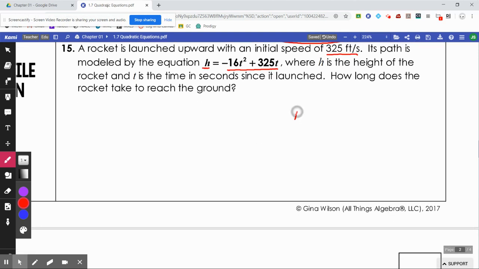So it's shot upward, and then it's coming back down after it runs out of propulsion. We want to know how long it takes for it to hit the ground. Here's the key to that. When it hits the ground, height will be 0. So pretty much you're just taking this equation, negative 16 t squared plus 325t, and you're setting h equal to 0.